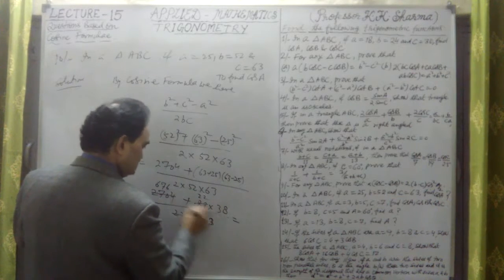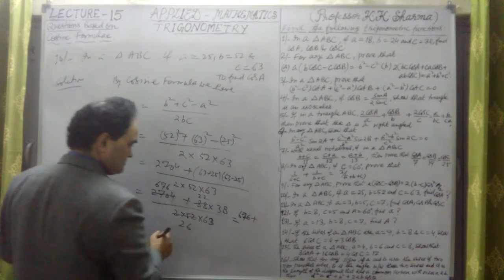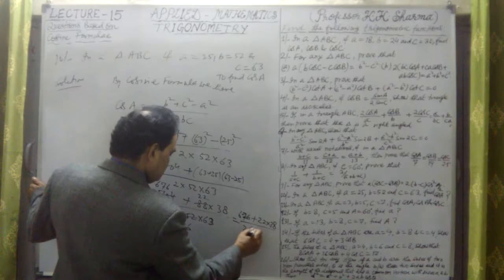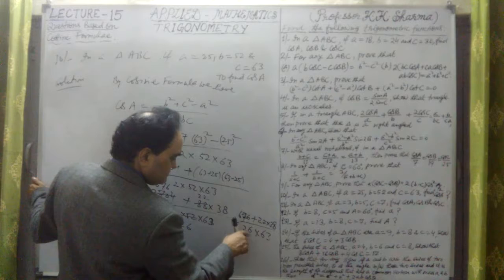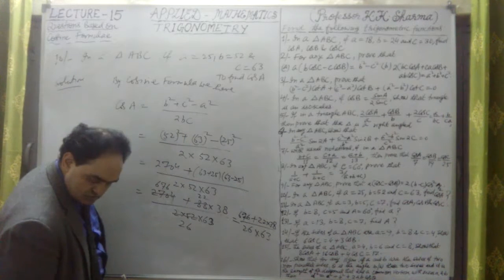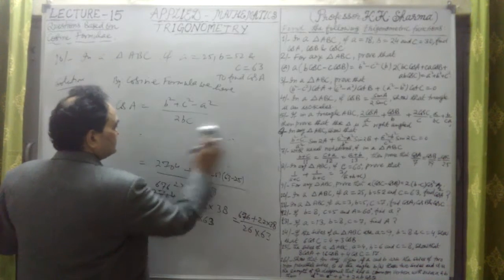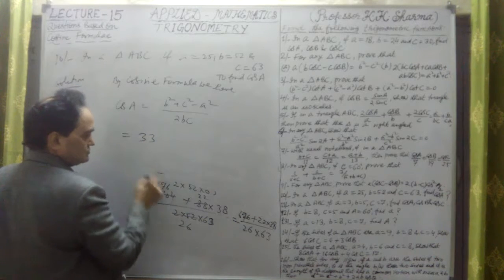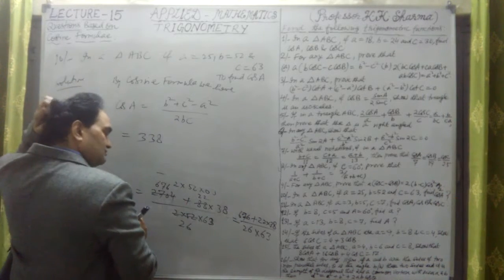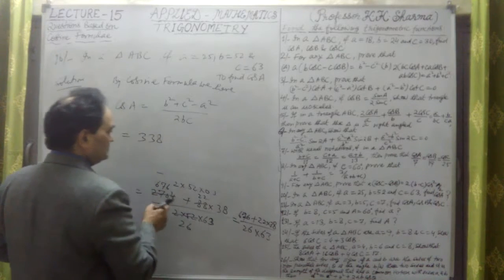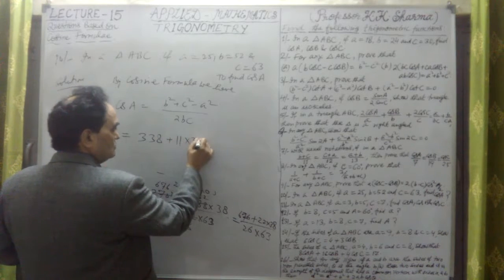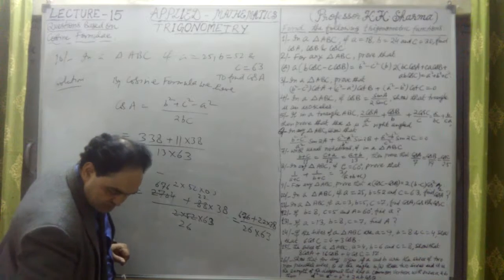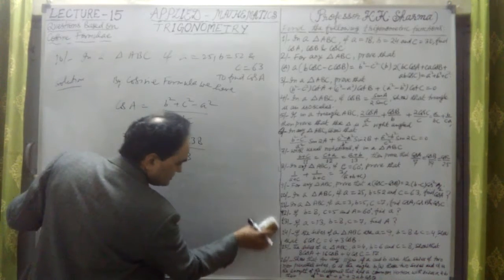Let me take it further. 676 plus 22 into 38, divided by 26 into 63, still divided by 2. Instead of multiplying, I'm just simplifying this, again dividing by 2 in the numerator and denominator. That gives 676 plus 11 into 38, divided by 13 into 63. Now is there any common number so that we can cancel it out further?